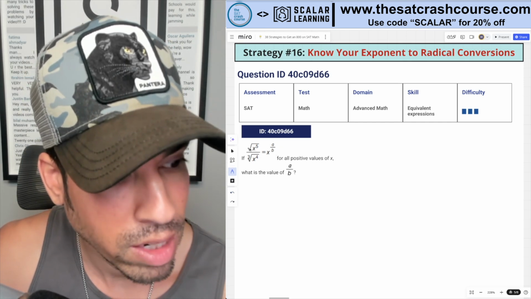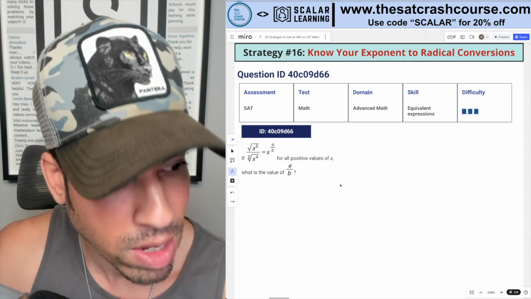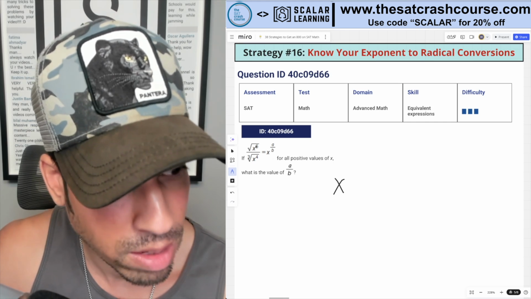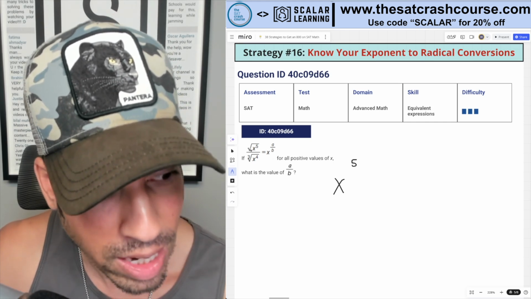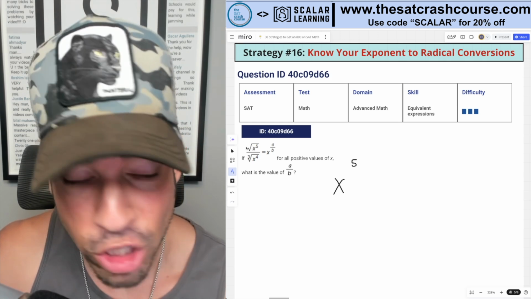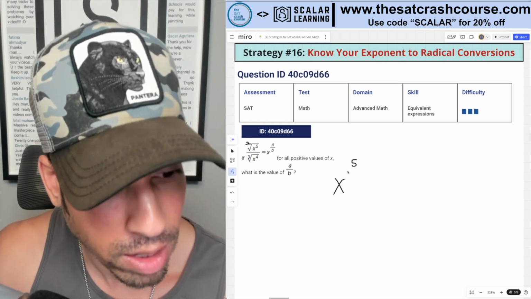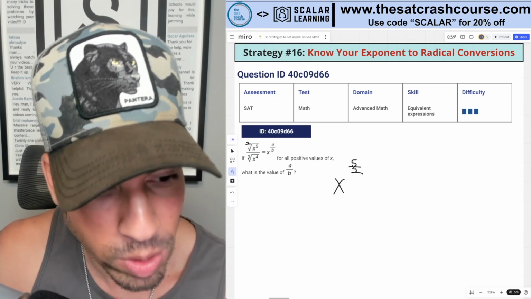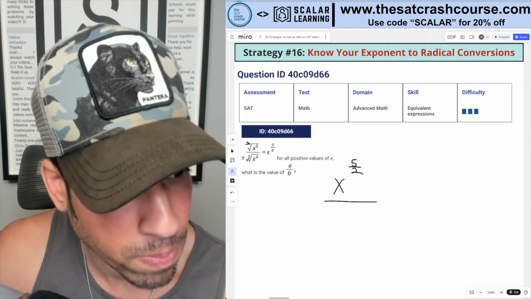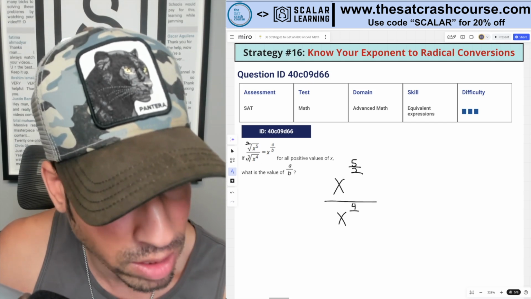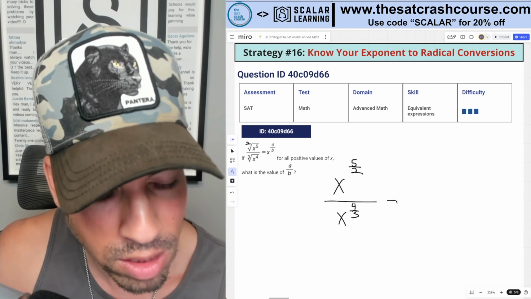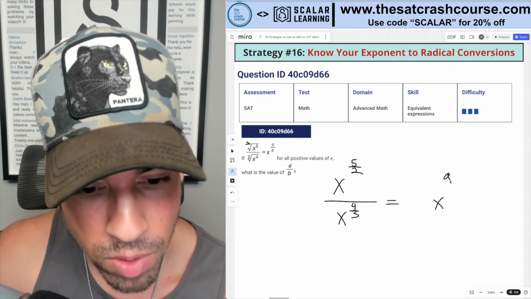So when I say square root of x to the 5th, the way that I convert that is the power is the numerator, and the index of this radical, which is 2 when it's invisible, right? That goes on as the denominator. So we got x to the 5 over 2 over, and then same process there, x to the 4 over, the index is 3, 4/3. And this equals x to the a over b.